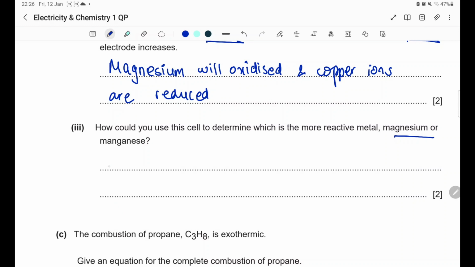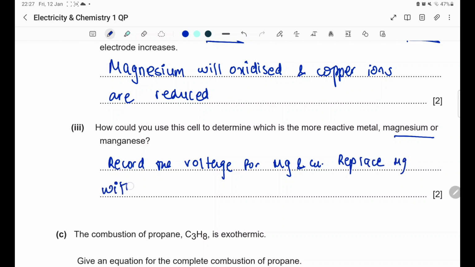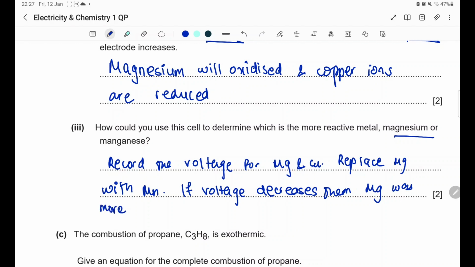Let's see, how would you say this? Okay, record the voltage for magnesium and copper, right? Replace magnesium with manganese. If voltage decreases, then magnesium was more reactive.